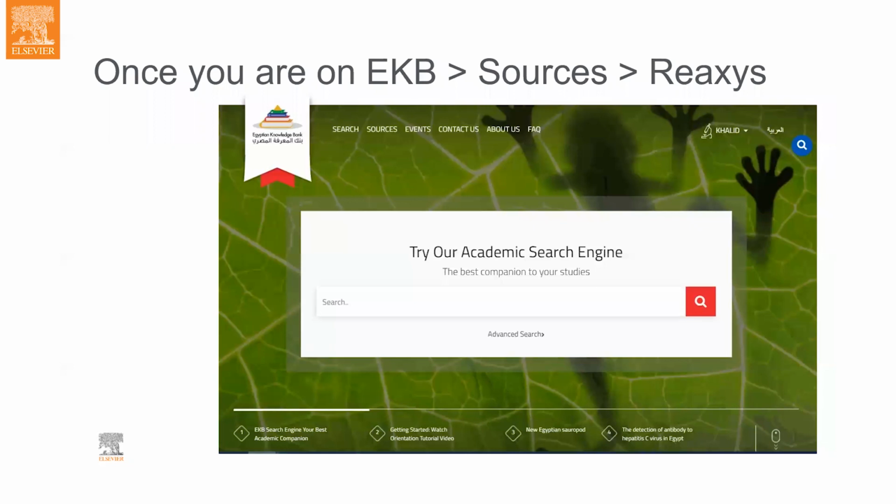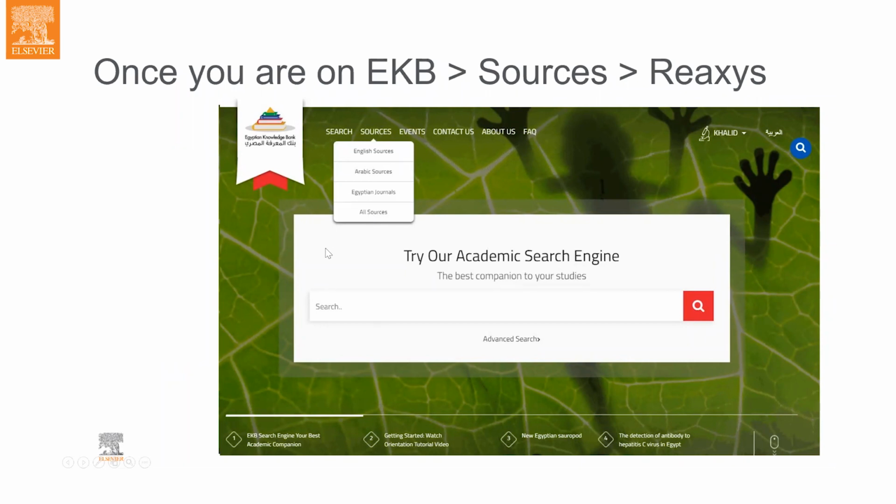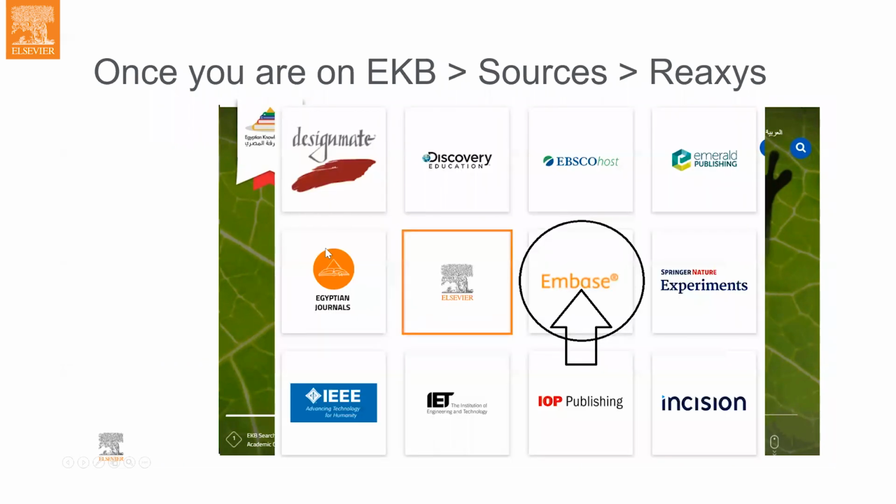So what I would recommend is to go to sources that you can see here. Go to sources, select all sources to see the entire full power of EKB sources. There are multiple publishers, multiple service providers. For example, all Elsevier products, or the majority of Elsevier products, are listed under Elsevier. However, there are exceptions to this rule. We have Embase and Reaxys, which are the products that will be part of our discussion today.